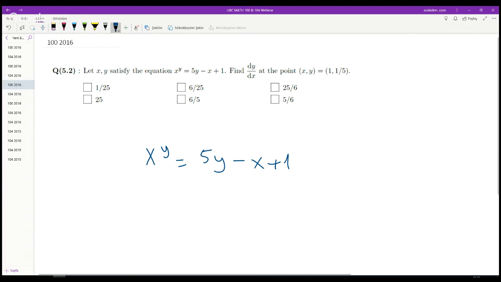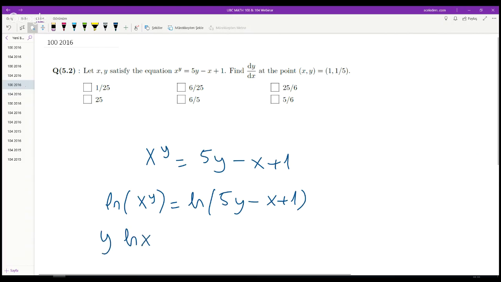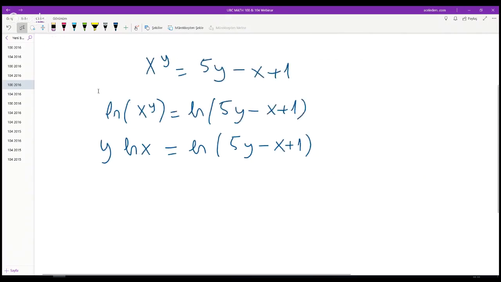Exactly, Mina. Very good. That x to the power of y is making our lives difficult, right? So let's just take logs. Then y ln x equals ln of 5y minus x plus 1. And now, implicit differentiation. Take derivative of both sides with respect to x.